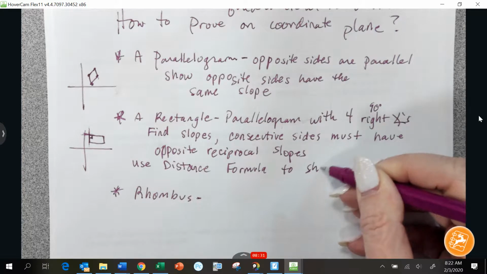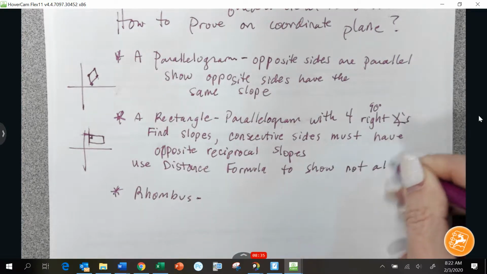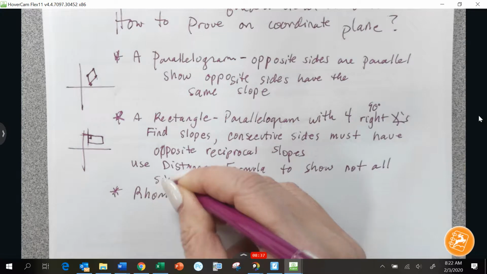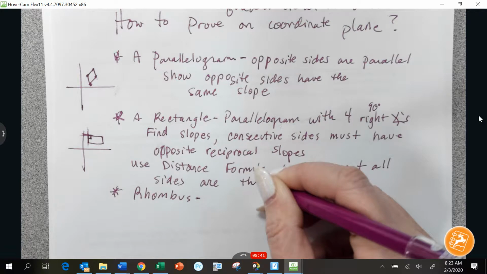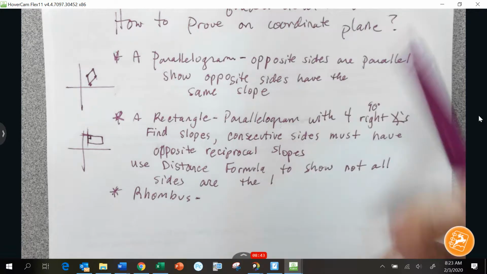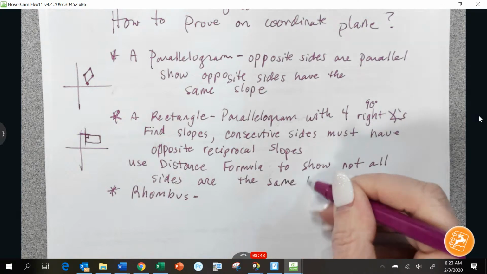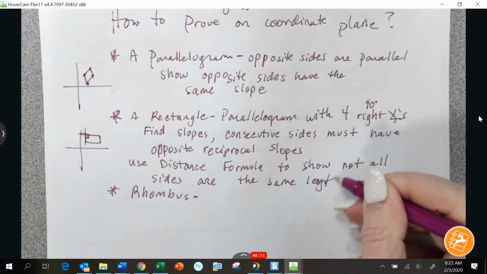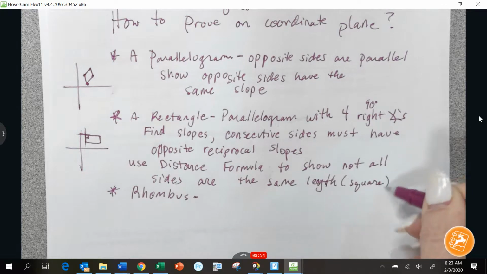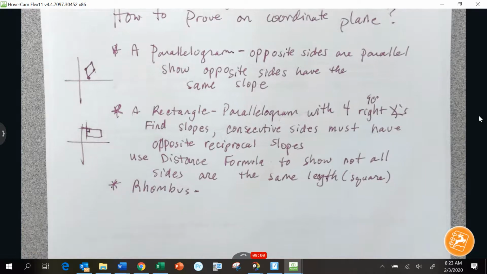To show not all sides are the same length. If all sides were the same length, it would be a square, so we need to show that it is just a rectangle, not a square.